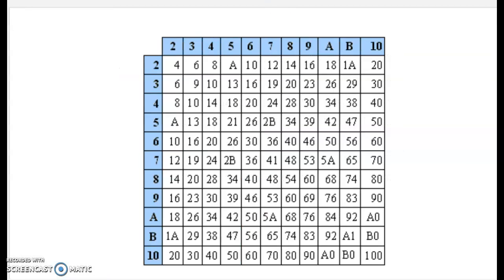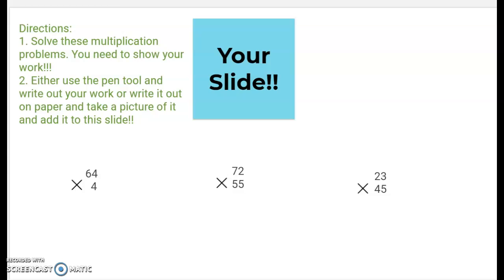On the second slide, there is a multiplication chart. So if you are struggling to multiply a number, you can use this multiplication chart. And on the third slide, we have the slide that you're going to do. And there are 3 numbers that you will multiply. 64 times 4, 72 times 55, and 23 times 45.